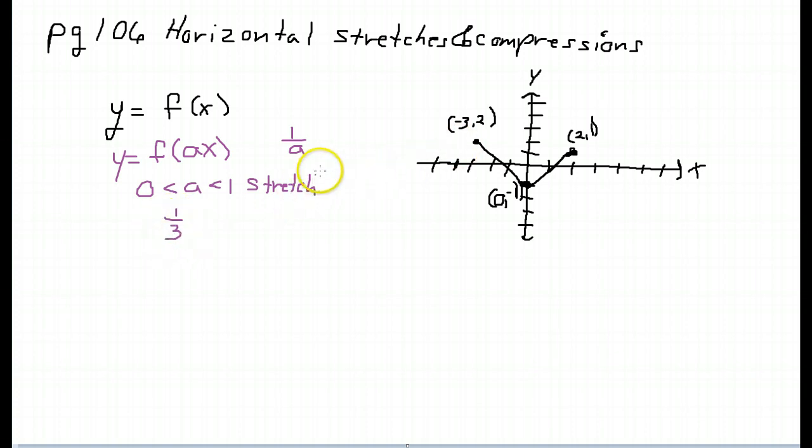Okay. What happens with 1/3 is it's going to multiply everything by 1 over 1/3. So 1 over 1/3 means it really stretches it by 3. So I take each x coordinate times 3.